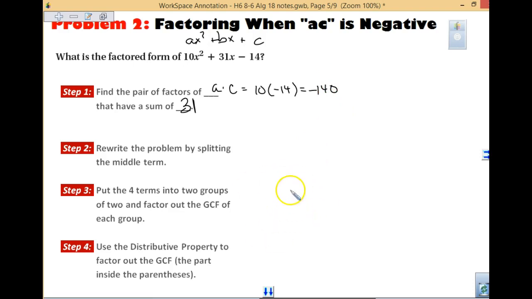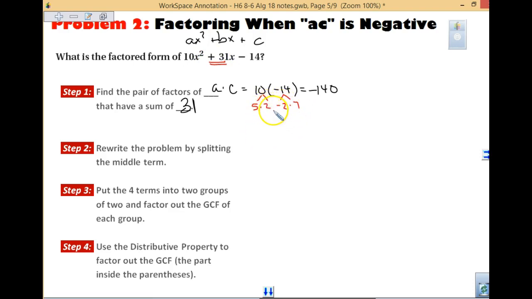So here's what I have often suggested for students to do. Factor 10, like prime factors, right? 5, 2, and negative 14. One's going to have to be negative in there. Does it matter which? No. And 2 and 7, right? So is there a pattern or a way? It's because 10 plus 14 gives me negative 4. I want positive 31.